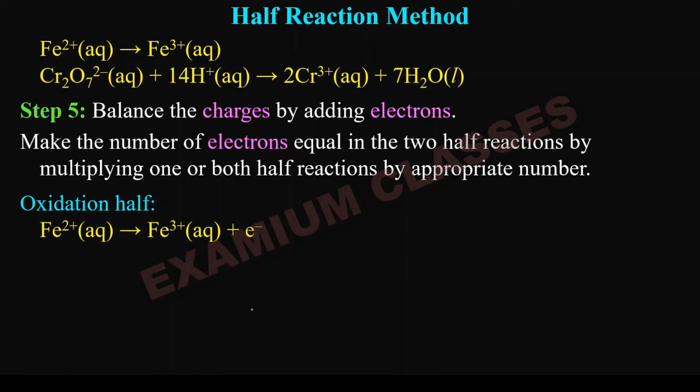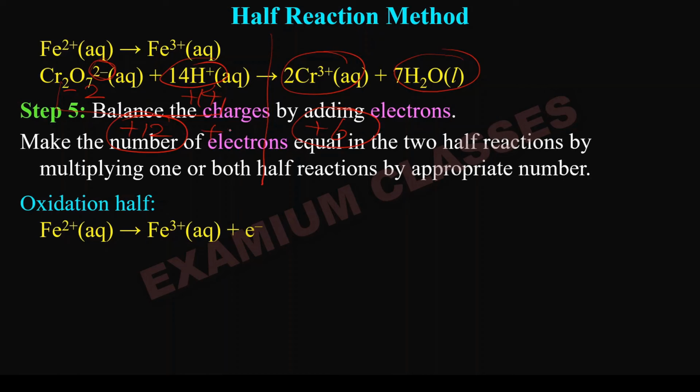Both charges balanced. In case of the reduction half, I need to calculate how many charges are on the left hand side and right hand side. On the left hand side, if you see, -2 charge and here +14 charge, 14 hydrogen ions. So total charge on the left hand side I have +12, 14 minus 2. On the right hand side I have 2 into 3, that is +6 charge, and the water molecule is neutral. It means on the left hand side I have +12, on the right hand side I have +6.